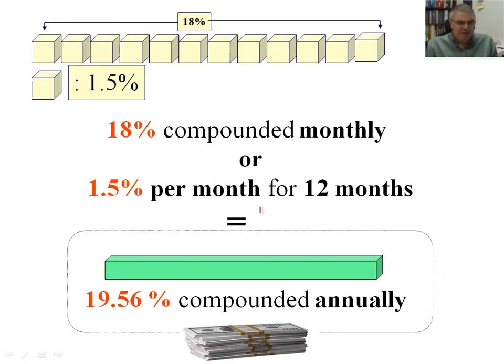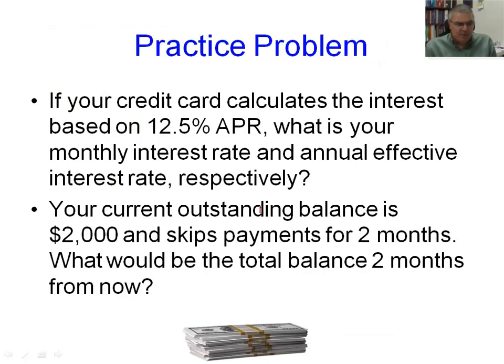And as you have seen, we use this formula, and the real APR turned out to be 19.56% compounded annually. So let's take a look at a practice problem, and we take it from there. So let's take a look at this particular problem. In this case, you can read it together and try to digest it and solve this problem.